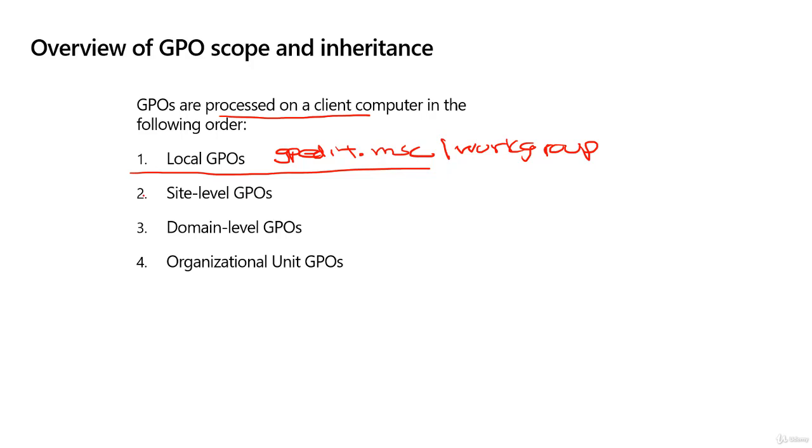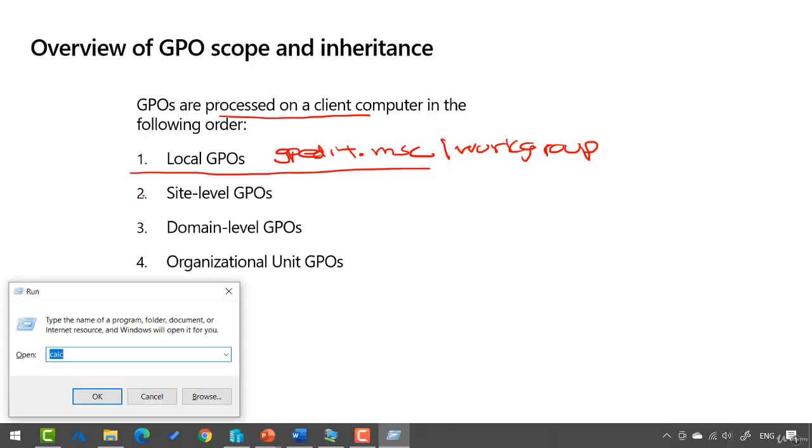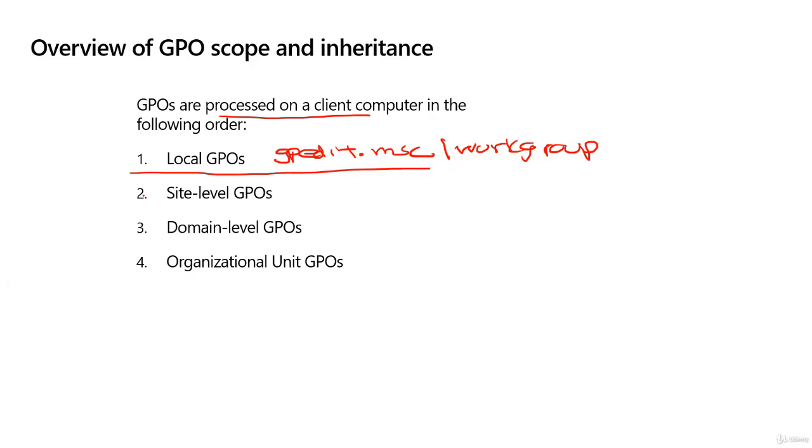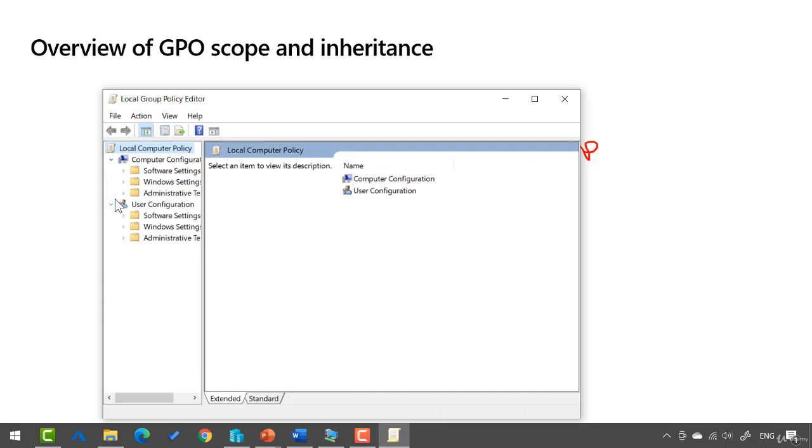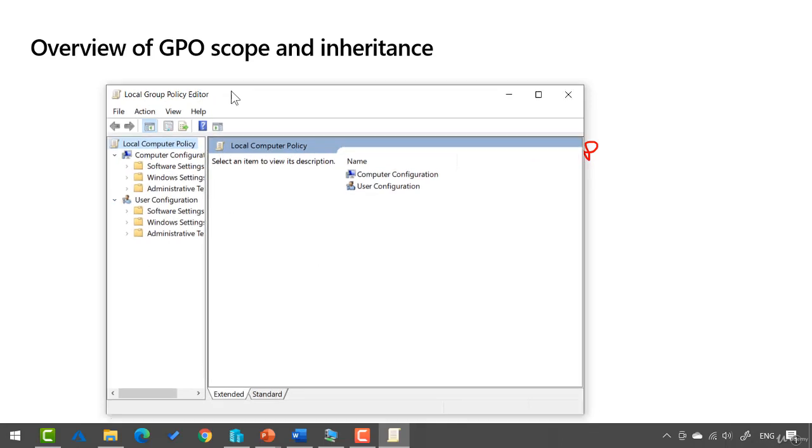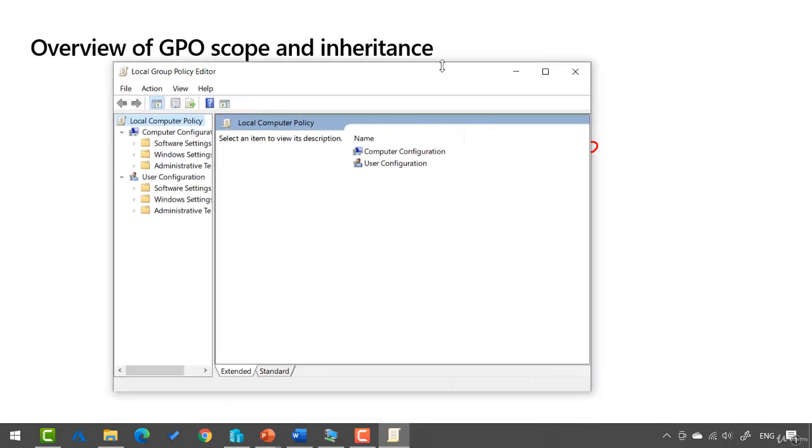So normally we would only use the local GPO if you have a machine that is not joined to a domain. Now, on my Windows 10 machine, if you just want to look at the local GPO, I'm just going to go to my run box here, and I'm going to type gpedit.msc, and that's going to pull up the local group policy editor. So you'll see here, let me just full screen that.